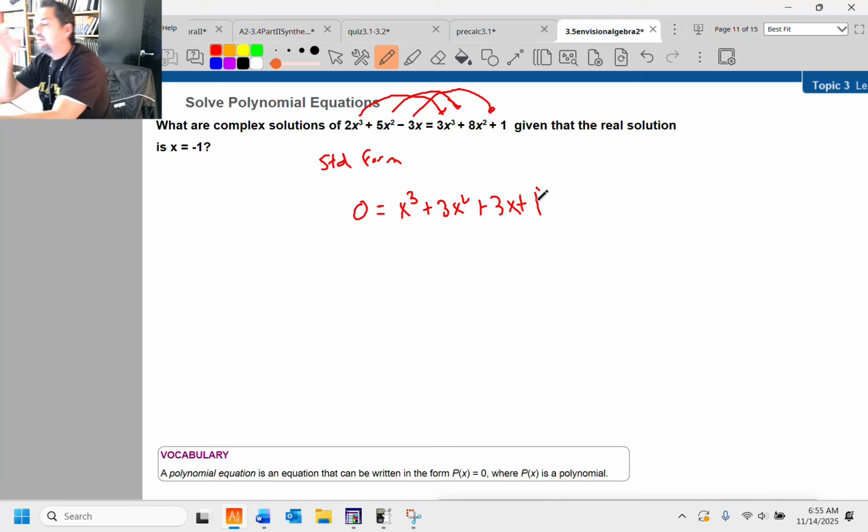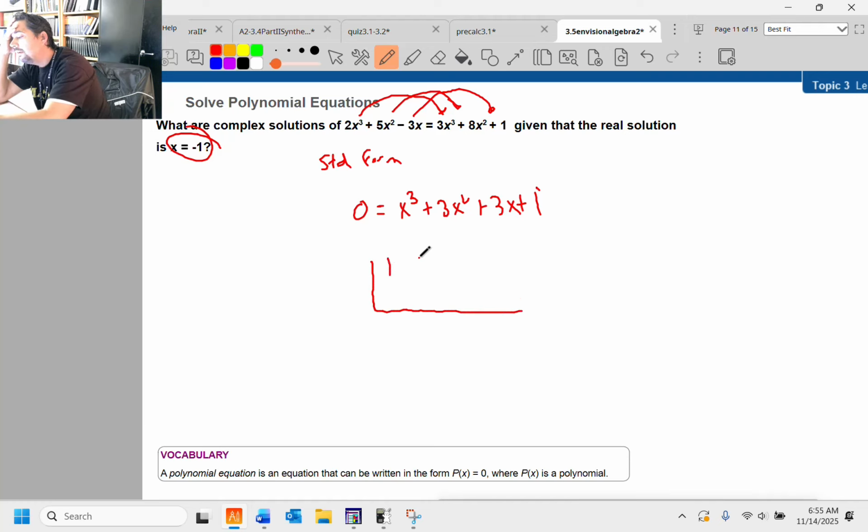Perfect. Now, I'm going to do something called synthetic division. Let's keep our coefficients here: 1, 3, 3, 1. X is negative 1. Acronym, DMA: drop, multiply, and add. I drop the 1, I get a 1. Negative 1 times 1 is negative 1. 3 plus negative 1 is 2. Negative 1 times 2 is negative 2. 3 plus negative 2 is 1. Negative 1 times 1 is negative 1. 1 plus negative 1 is 0. That's what I was after.